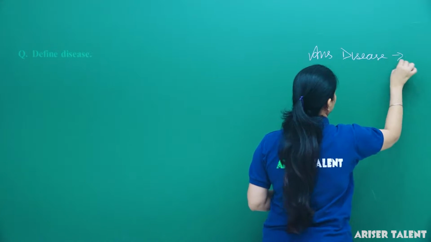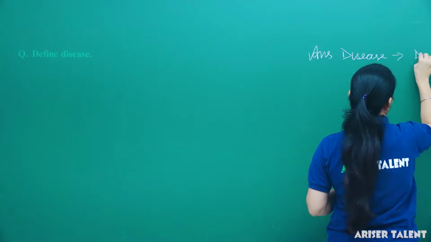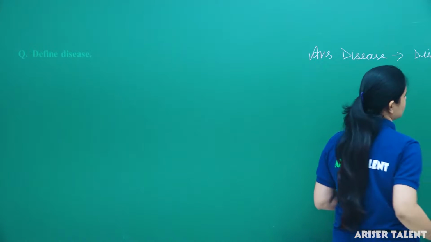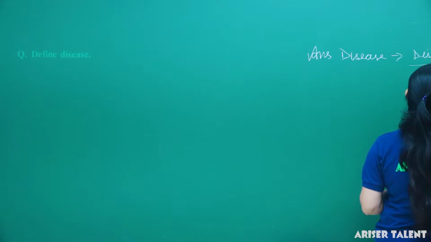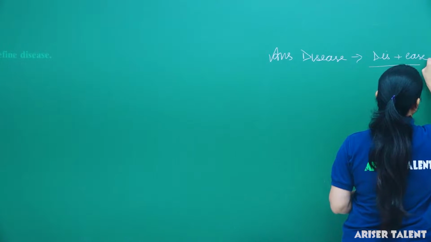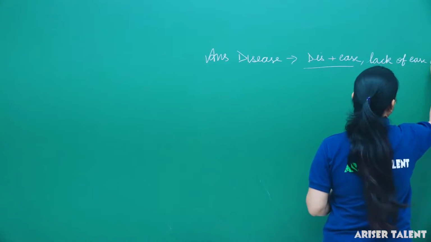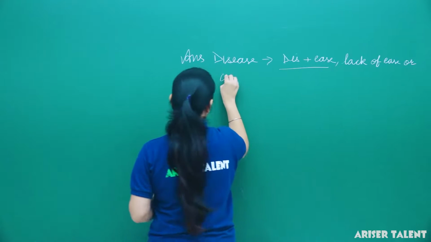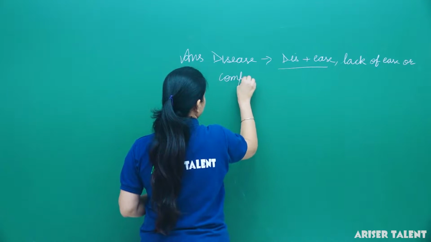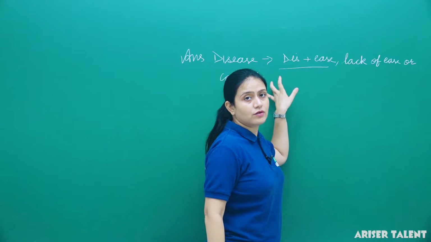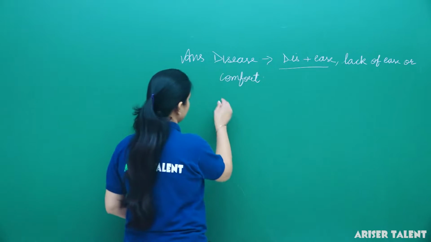Dis-ease, dis plus ease. It is made by two words. Dis plus ease means lack of comfort, lack of ease or comfort. Okay, so this is just the explanation of the word disease. Now here we go with the definition.